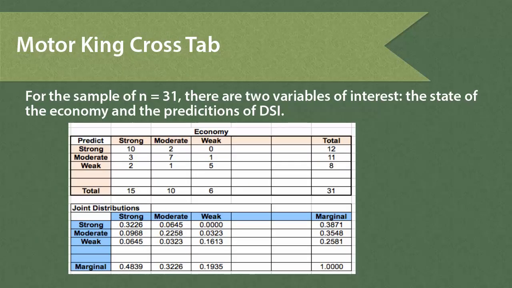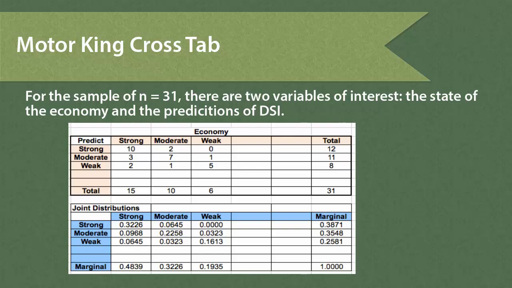So let's see what we can do with the description of sample information on the DSI predictions. One approach is to use cross-tabulation. The crosstab that I've set up shows that the actual state of the economy is the column variable. Our row variable, these are the DSI predictions. For example, 10 out of 15 times, DSI correctly predicted a strong economy.